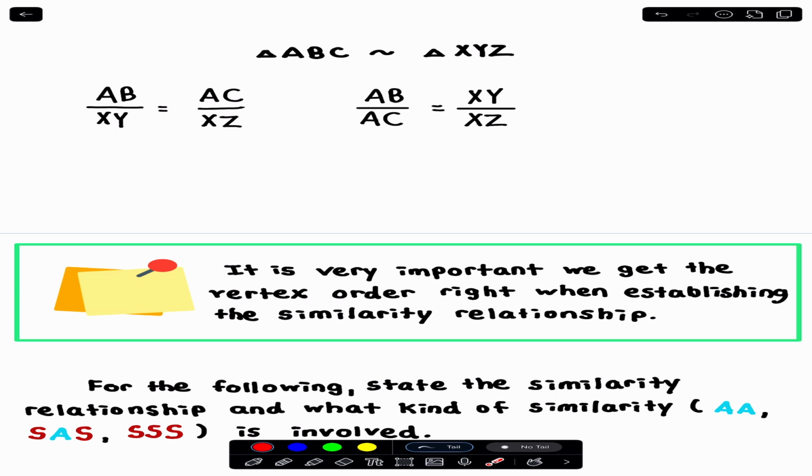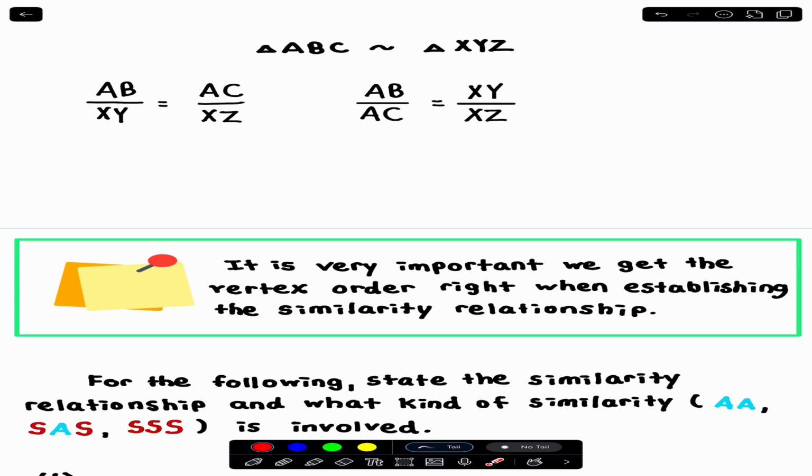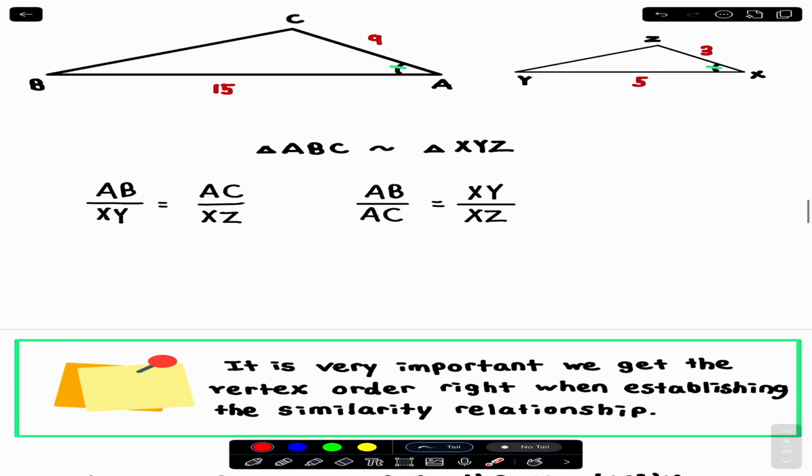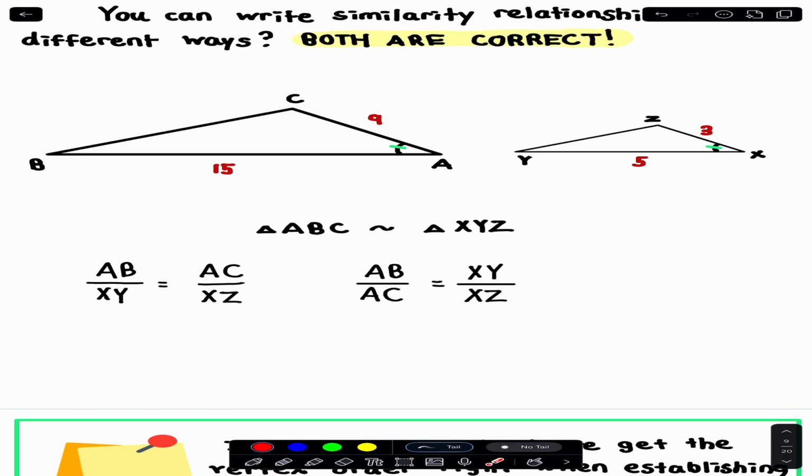So as a little practice, why don't you try covering up maybe the first letter, A and X. So now you use B, C, and Y, Z, and try to write another ratio yourself. As I said before, it is very important we get the vertex order right when establishing the similarity relationship. The vertex order is basically just how we write out the vertices A, B, C, X, Y, Z.